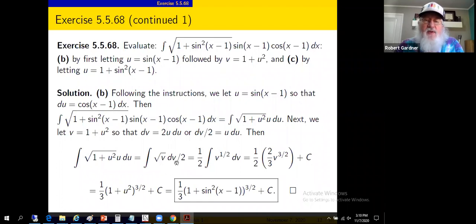Square root of v, dv over 2. Let's bring the over 2 out front. Let's write the square root as a 1/2 power. We're better at integrating powers. I am better at integrating powers of the variables and dealing with the radicals.